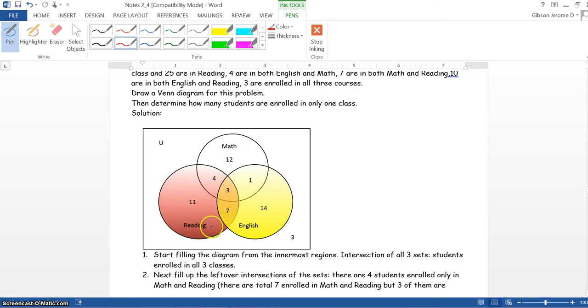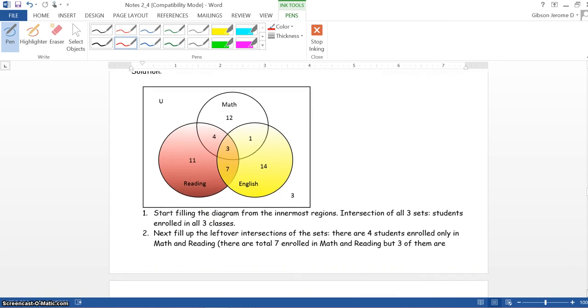We have a total of a lot of students. We have 25 students that are in reading, and it may overlap with other areas. And then with English, we have 25, even though it overlaps with other areas. And then math, we have 20 in math. And if you notice, we have 3 on the outside that are neither in reading, English, or math.